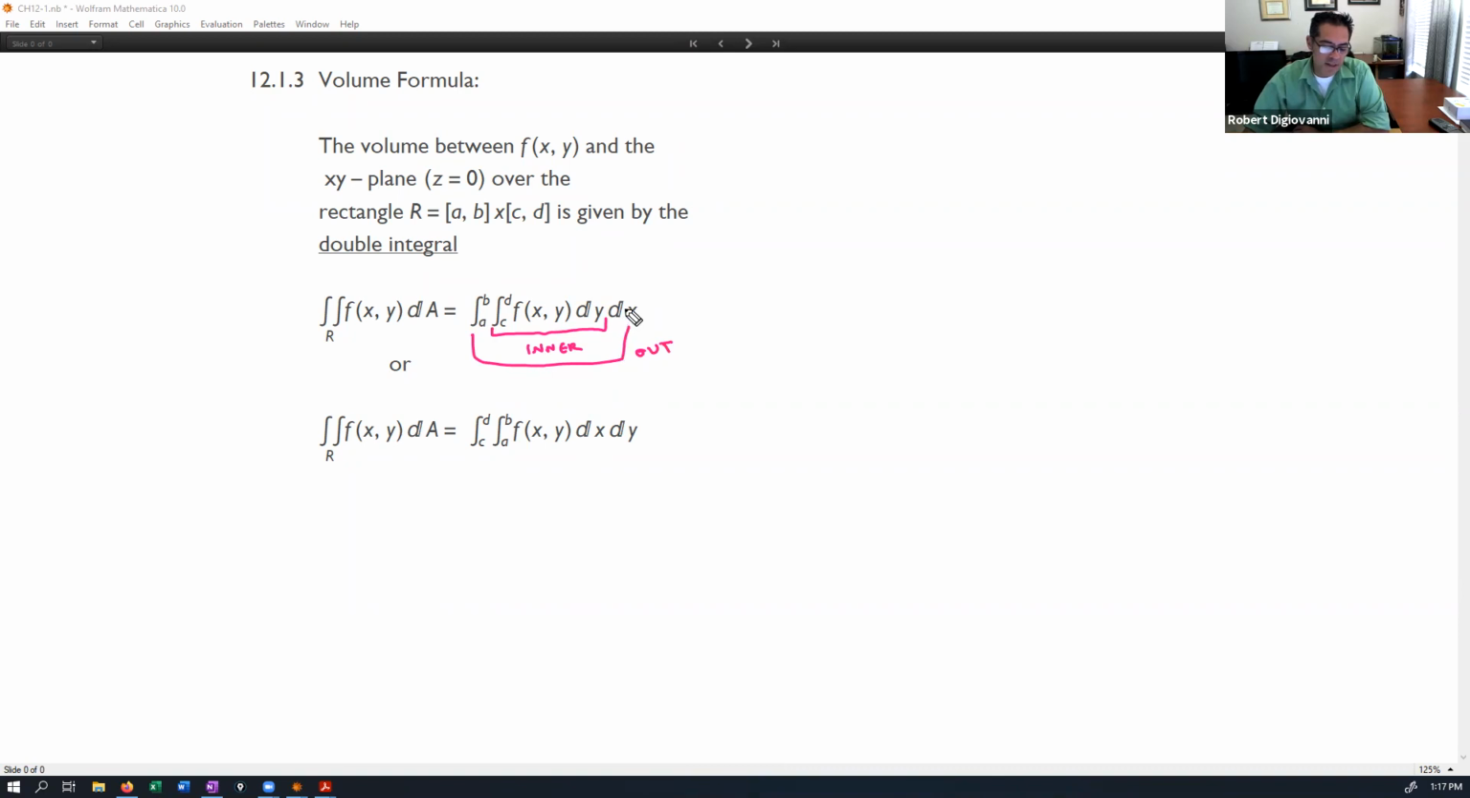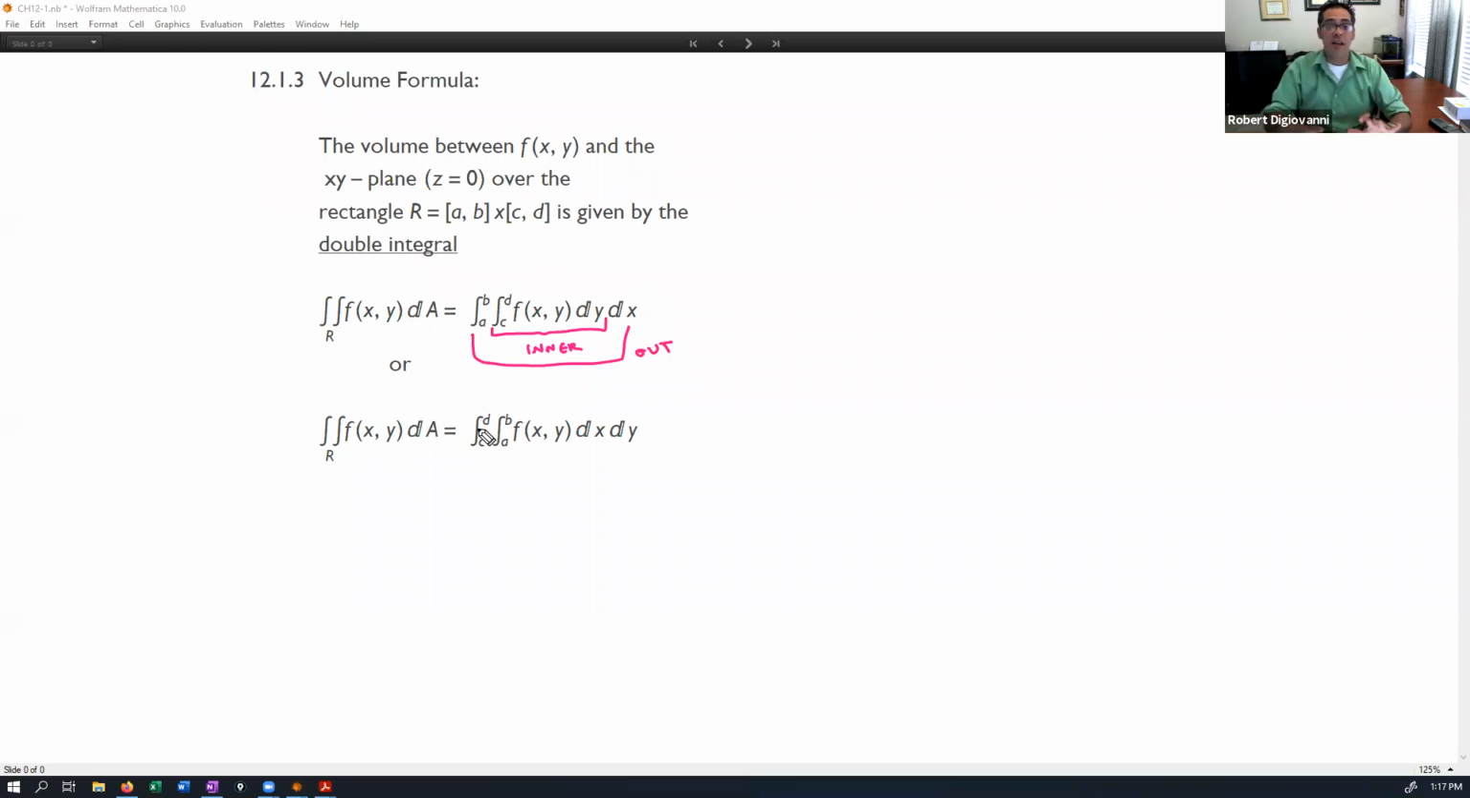So notice that if dx is on the outside, then the limits are a and b, because those are restrictions on x. And if dy is on the inside, then your restrictions are c and d. Those are your restrictions on y. And if you switch them, then dx is on the inside, so you put the ab here, and dy is on the outside, so you put the cd there.